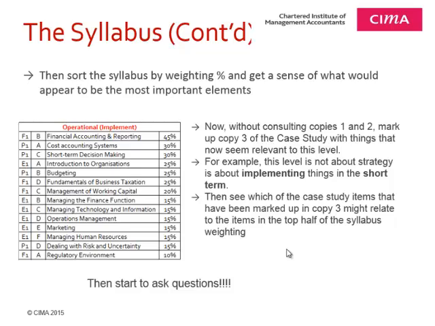So what we do now, we've marked up copies 1 and 2 of the case study, and now what we want to do is have another go with copy 3, and armed with the knowledge of topics that are important, we might be able to go through now and look at the case study, in particular about implementation. Look at things that are going to be needed in the short term, and look at those things that might relate to these items in the top half of the syllabus weighting. And then maybe we'll start asking some questions.